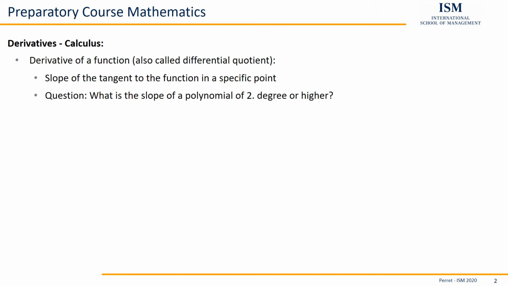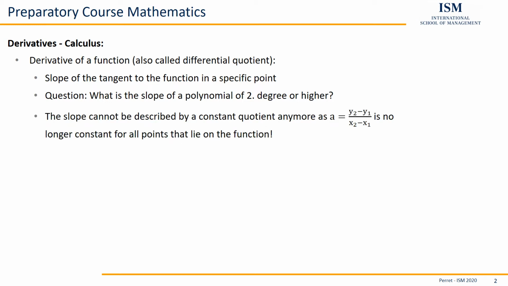So if we want to know what the slope of a polynomial of degree 2 or higher or any other function is, we cannot simply say, okay, take 2 points and calculate the slope via this function here, which works fine enough for linear equations, for lines. But we can do this a roundabout way.